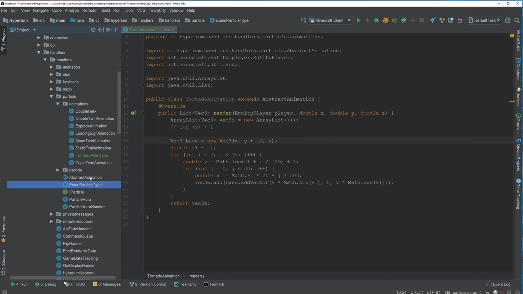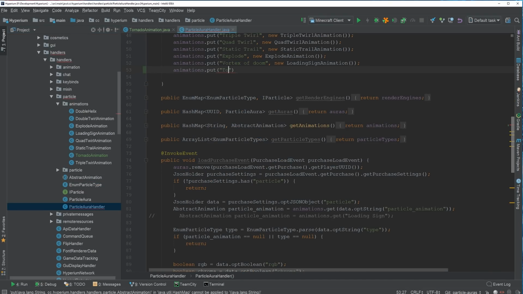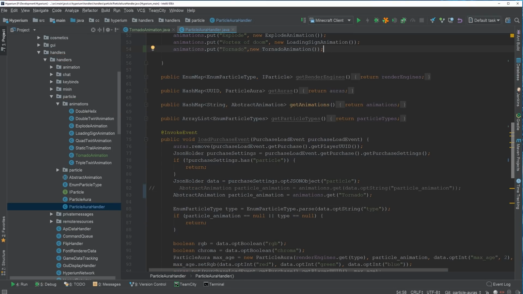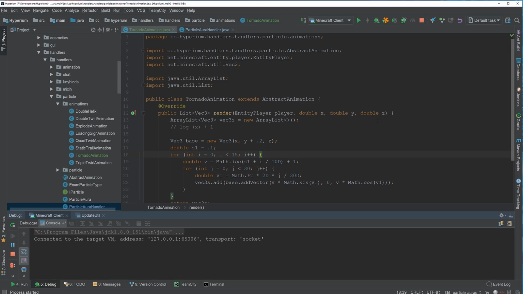Now we just need to go register this in this class. Animations output tornado, new that, and we're just going to test this. So we're going to comment that. Oh, someone subscribed. That is great. Oh, I forgot a semicolon. And now we go test. This should just give us the general shape, from which we can tweak it more if need be.